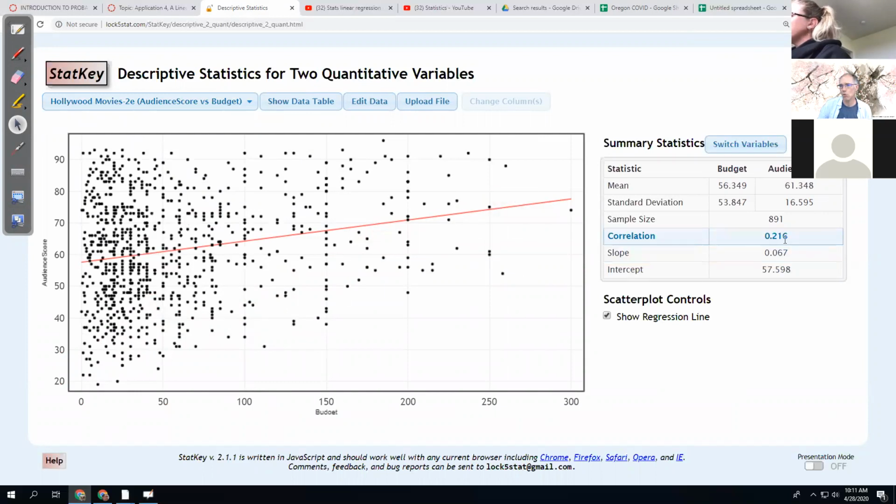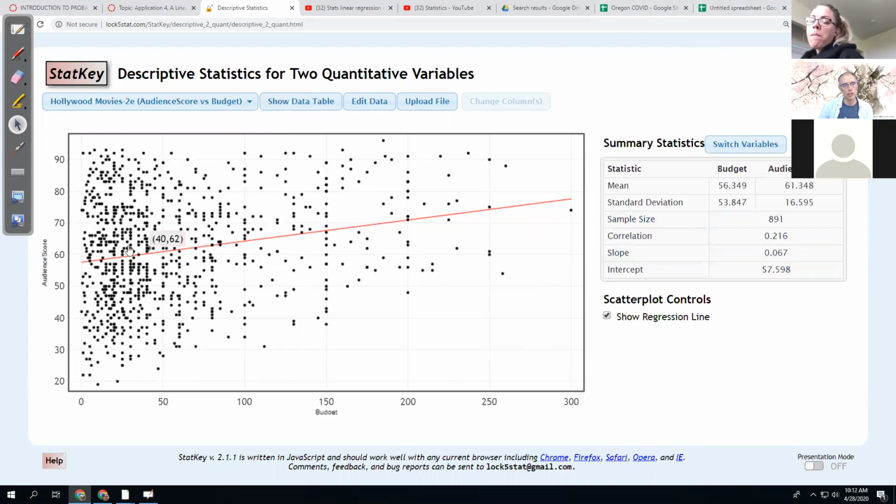And the correlation is 0.2, pretty close to 0. So that tells us that there's not much of a trend to this data. I can see in the lower bound kind of an uphill trend, but it's pretty weak. So is there a relationship between the budget and the audience score? The answer is not much, because that's such a weak correlation.